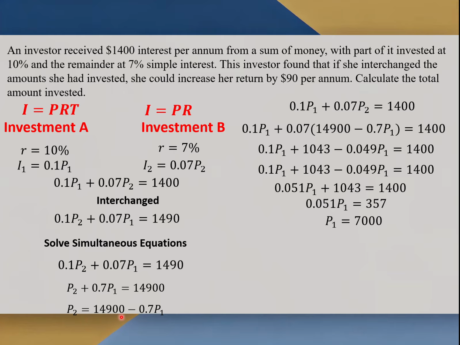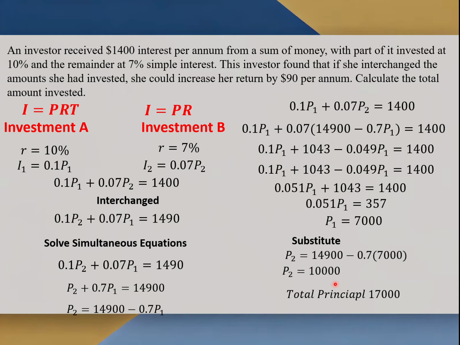Now we know what P1 is. We need to find out what P2 is. So I'm going to use this equation right here, and I'm going to substitute. So all I've done is I grabbed what P1 is, which is 7,000, and I've put it into my equation, and it's told me what P2 is, which is 10,000. If I add both of my principals together, it will give me 17,000, which is the total amount that was invested.